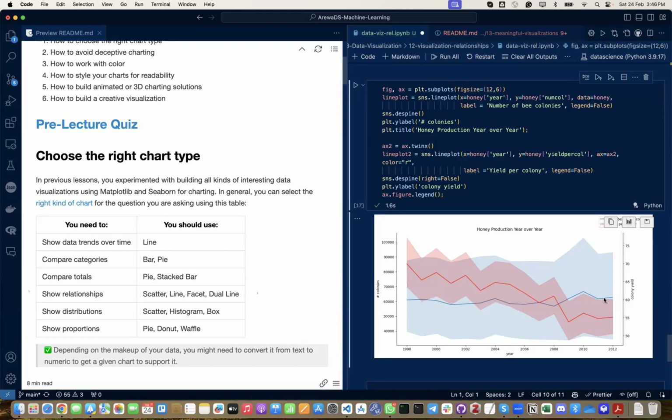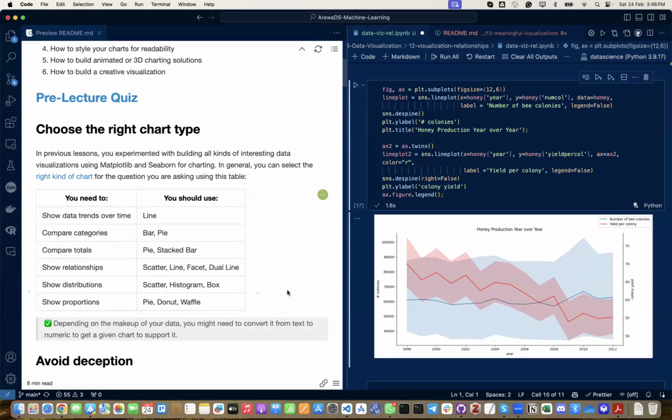If you are comparing categories, you can use bar chart or pie chart. There are a lot of things here. If you want to show relationship, you can use a scatter plot, a line chart, a facet, or a dual line. To show distribution, you can plot a scatter, a histogram, and a box. While for proportion, you can draw or plot a waffle, a donut, or a pie. And you know all of these things. And you were told that if you want to show relationship, draw a scatter plot or a line plot or a facet or a dual line.